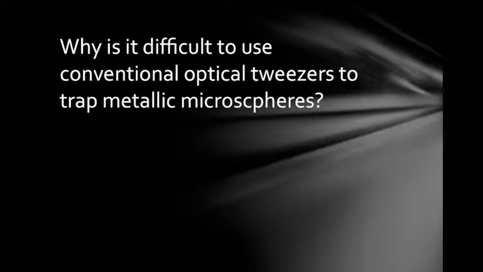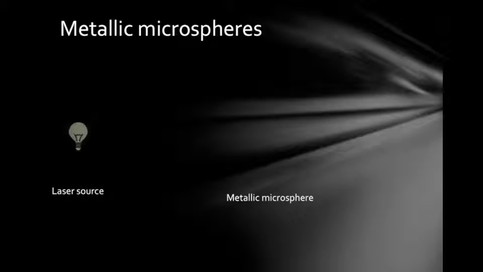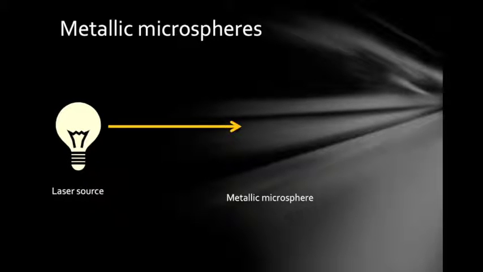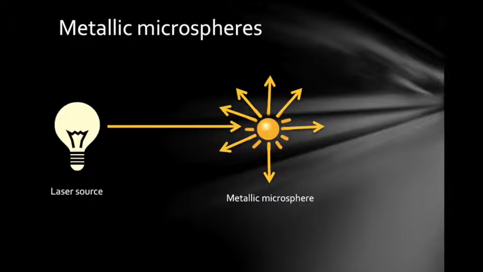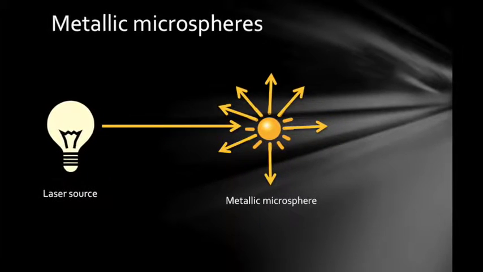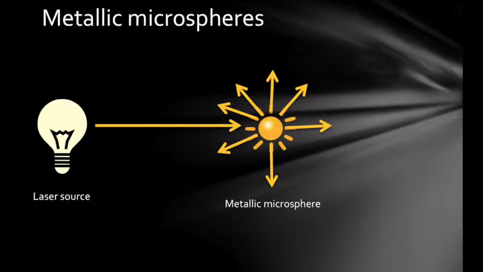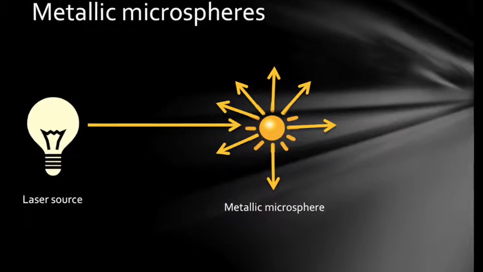A metallic microsphere has a large number of surface electrons. These free electrons can absorb and emit light very quickly. Therefore, when the laser is directed onto the sphere, the light scatters in many different directions and cannot control the movement of the sphere.